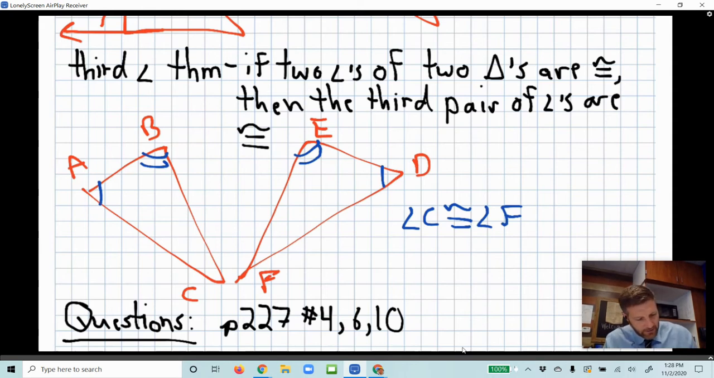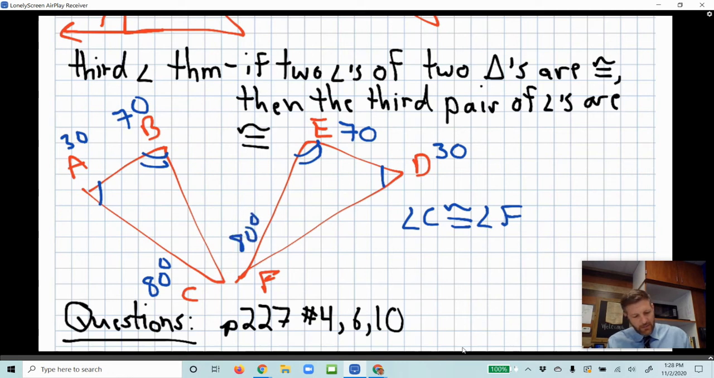And again, we could see this if, let's just use simple numbers, this is 30 and this is 70, right? Then that's 100, so C would have to be 80 degrees, okay, because that adds up to 180. I'm picking easy numbers for our example. Well, if A is congruent to D, then D is also 30, and E is equal to B, so that would also be 70. So there's no other way: F would also have to be 80 degrees, and therefore congruent to C. It's always going to be the case, and so that's what we call the third angle theorem.